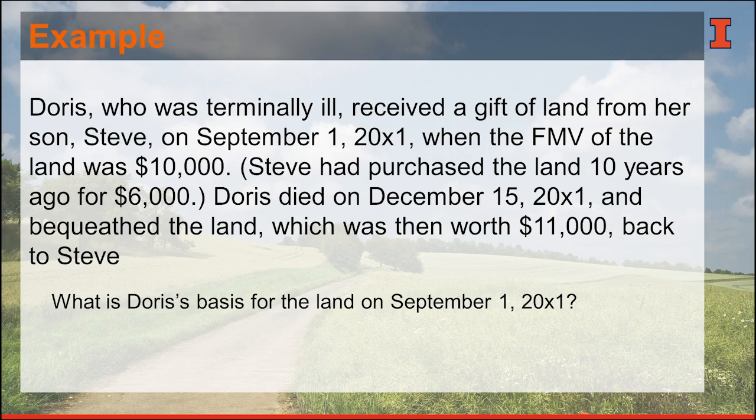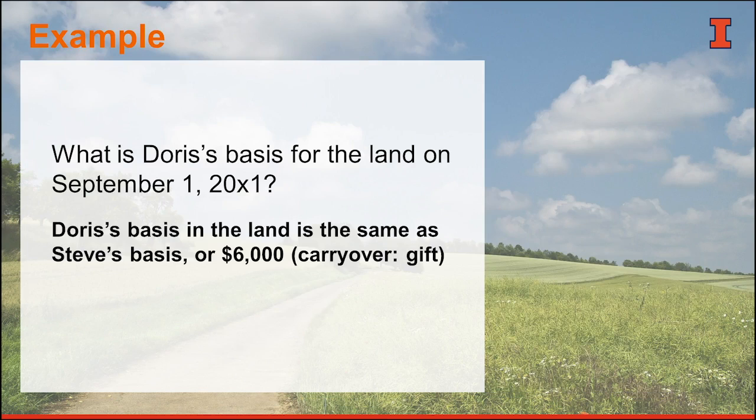In the first question, what is Doris's basis for the land on September 1st, 20X1? That is, what is Doris's basis for the land on the date that Steve gifted her the land? Well, since it was a gift, we can assume Doris's adjusted basis is the donor's adjusted basis, or Steve's basis carried over to Doris, or $6,000. So here, no change in basis because it was a gift from Steve to Doris.